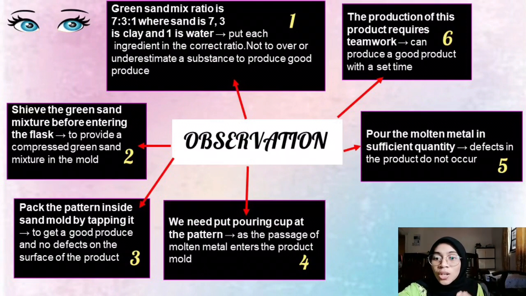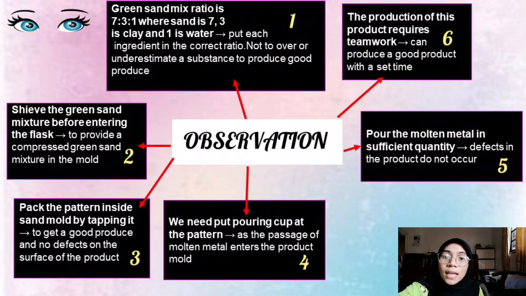Next, sieve the green sand mixture before entering the flask, because we want to compress the green sand mixture in the mold. Besides that, in the sand casting process, we pack the pattern inside the sand mold by tapping it, because we want to get a good product with no defects on the surface of the product.